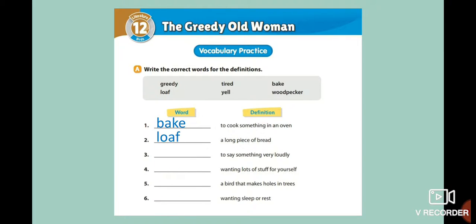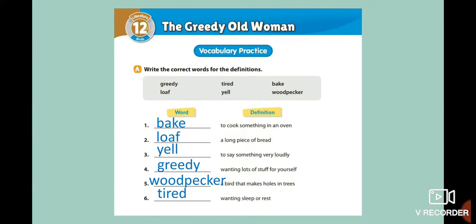A long piece of bread. This one is a loaf. To say something very loudly. That means you yell, you shout to another person. Wanting a lot of stuff for yourself. That means when you want the things only for you. This one is greedy. And a bird that makes holes in trees, with a beak. And then we have wanting to sleep or rest. In that case, it is tired.